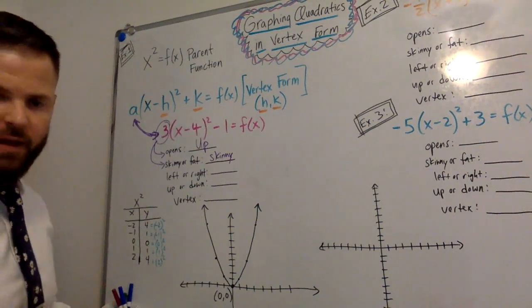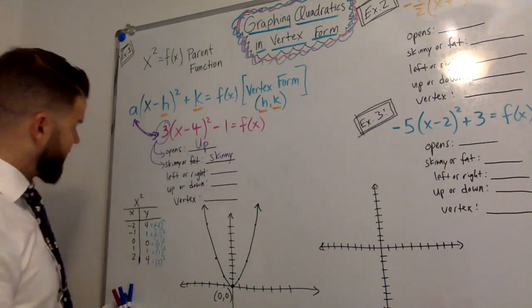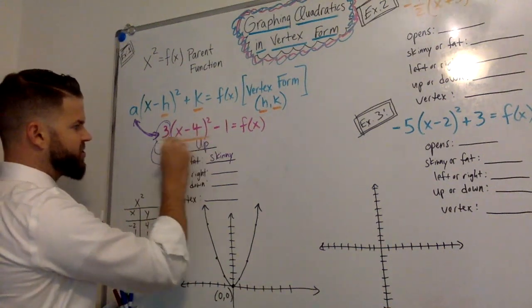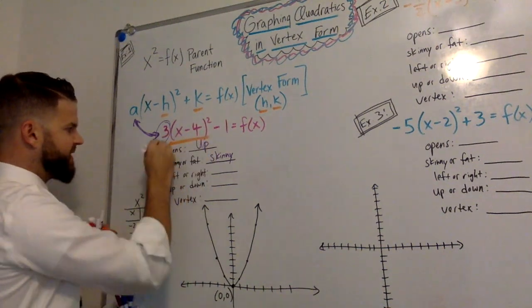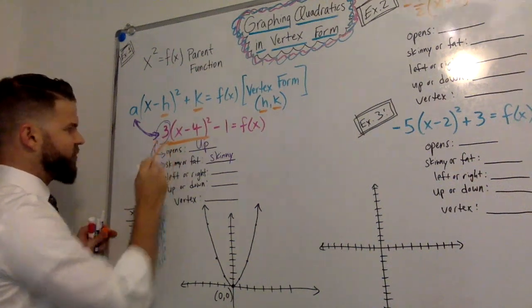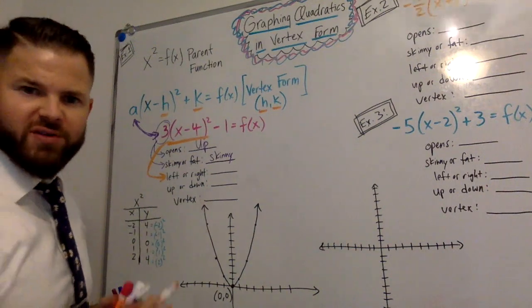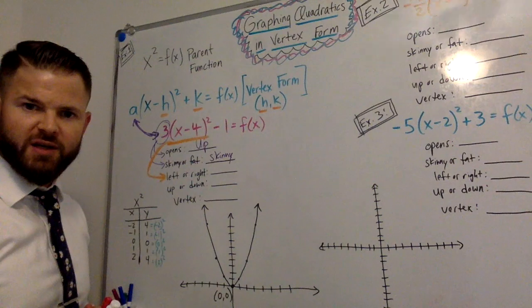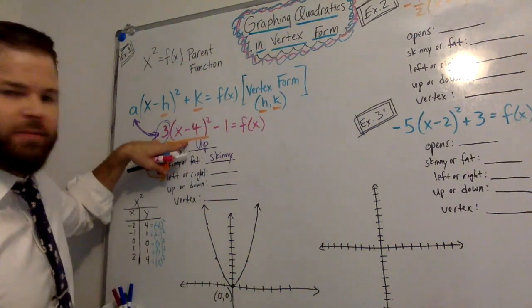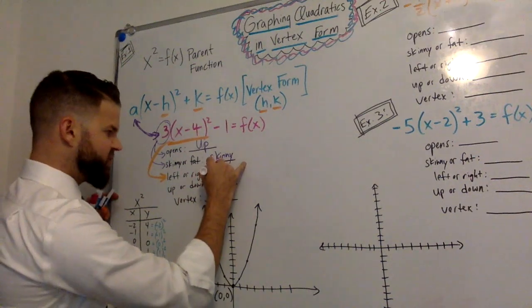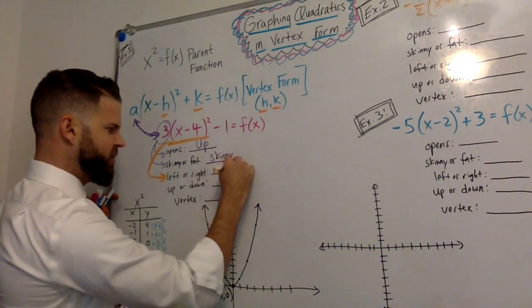All right? Now these guys right here in orange, this thing right here, that tells me if it gets shifted left or right. So whatever's in the parentheses, if you change the sign, that's the shift. So this is my horizontal shift in my parentheses. Since that's a -4, it gets shifted to the right 4 units.